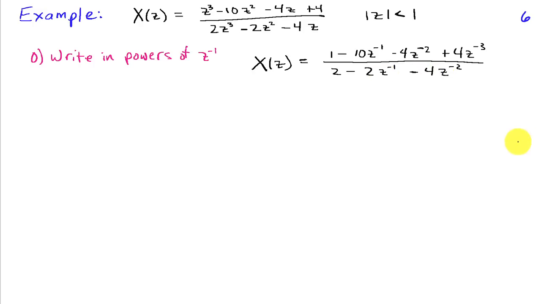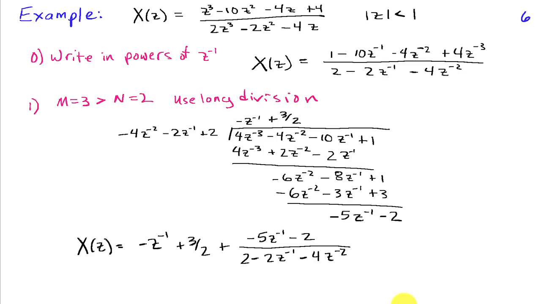So now we can begin our procedure, now that we have X of z written in terms of powers of z inverse. And our next step is based on comparing the order of the numerator polynomial to the order of the denominator polynomial. And what you see here is that the numerator polynomial has order M equals 3, but the denominator polynomial has order N equals 2. So the order of the denominator is less than the order of the numerator, and we need to use long division to reduce this to a polynomial where the order of the numerator is less than that of the denominator.